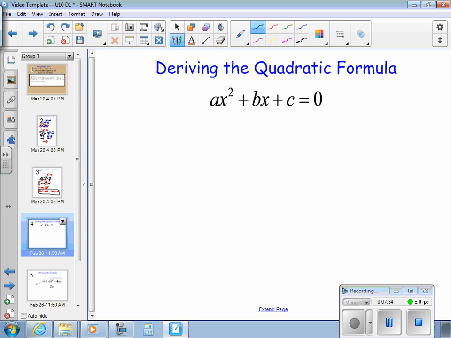Now, what we've just been doing is part of something known as completing the square. And we're going to utilize that to derive a really powerful tool, the quadratic formula.